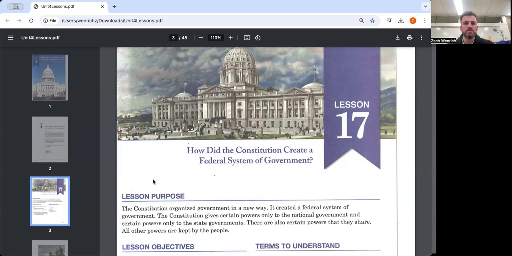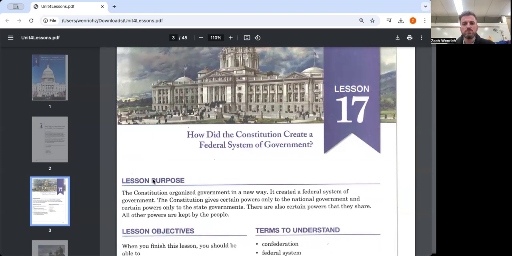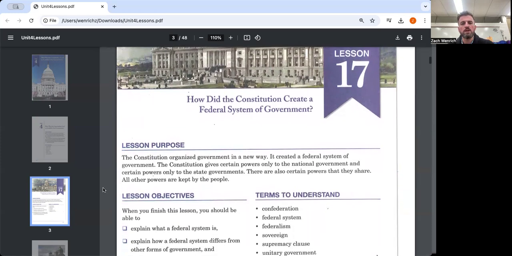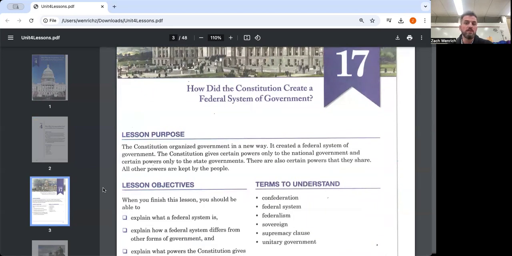So let's get right into it. How did the Constitution create a federal system of government? The Constitution organized government in a new way. It created a federal system of government. The Constitution gives certain powers only to the national government and certain powers to the state governments. There are also certain powers that they share. It's confusing. It's one of the reasons, again, why I love it.